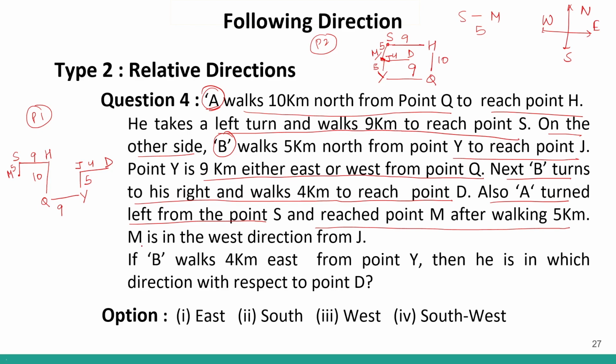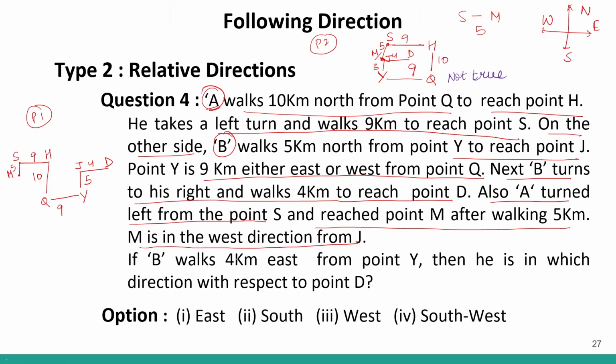Now, M is in the west direction from J. So this is given to us. So this possibility becomes nullified. This possibility is not true now. This cannot hold true. Because this is the condition that M is in the west direction from J, and this does not suffice this condition. Hence, this diagram must be true.